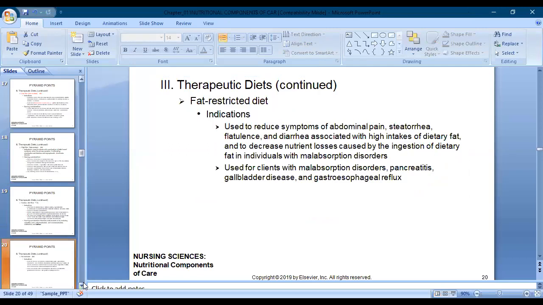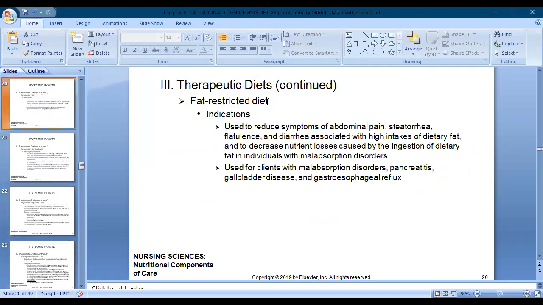So now go to the fat restricted diet. Fat restricted means it is used to reduce the symptoms of abdominal pain and steatorrhea. Steatorrhea means the stool contains fat, because fat is not digested well. Soap-like stool, steatorrhea. Flatulence, I believe you know what flatulence is. I'm not going into it right now.